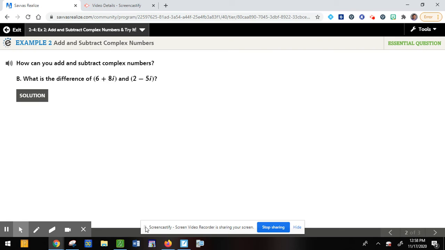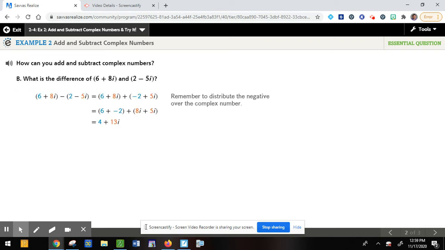What is the difference between these two? The only difference between adding and subtracting is that I would add an extra step in. What I would do is write it out as subtraction, number 1. And then I would distribute the negative sign into what you're subtracting. So essentially it's minus 2, and then minus a negative 5i becomes plus 5i. Then you're just combining like terms again.